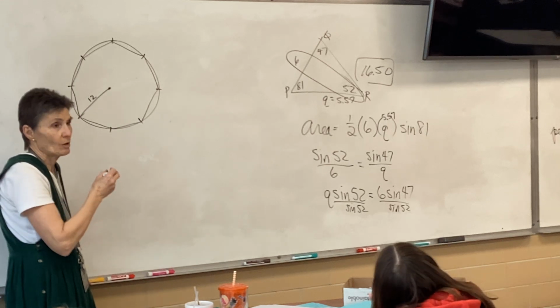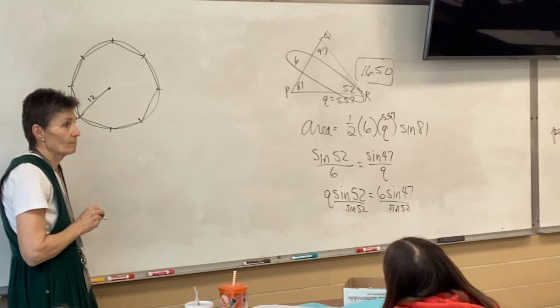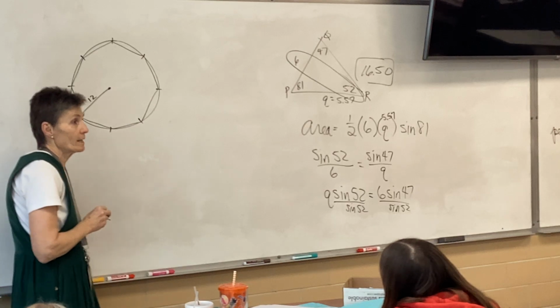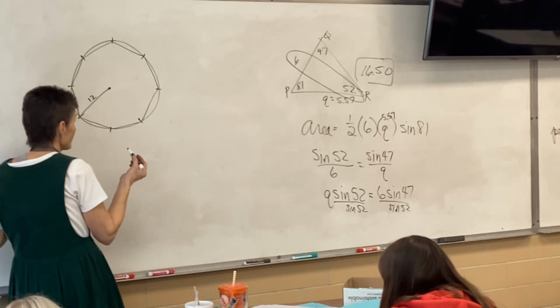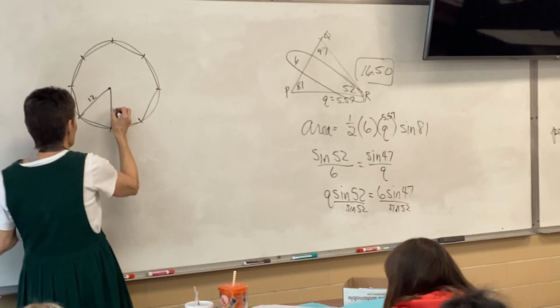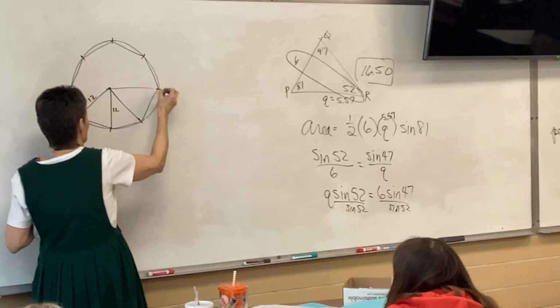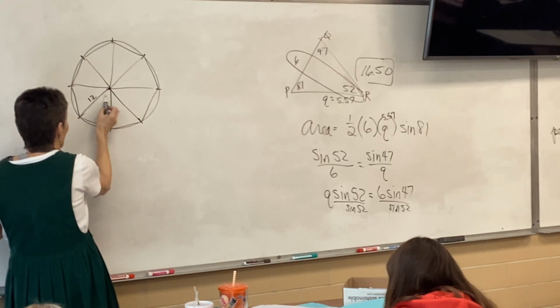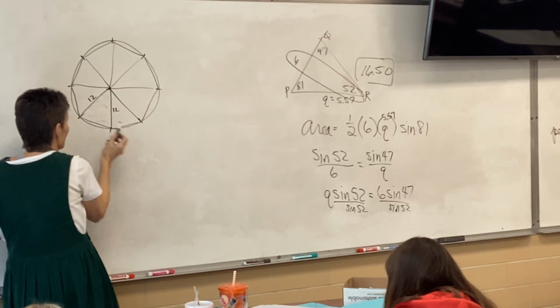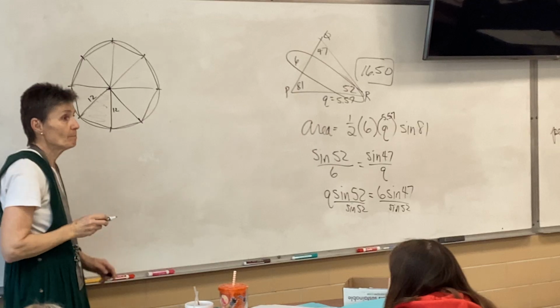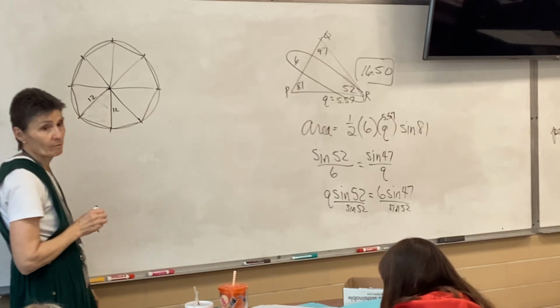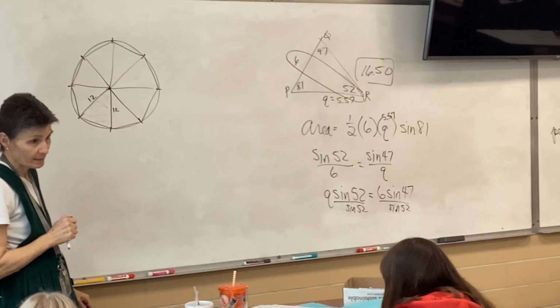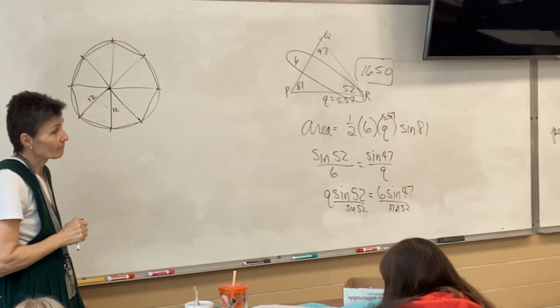Now, who remembers from yesterday? I've got my picture drawn. What do I need to do now? Draw a triangle. And you can draw as many of them as you want. You can draw them all in if that helps you. That's completely up to you. You only need one. I'll use this one. They're all exactly the same. So if I can find the area of 1, I'll just times it by 8 and I'll be done.